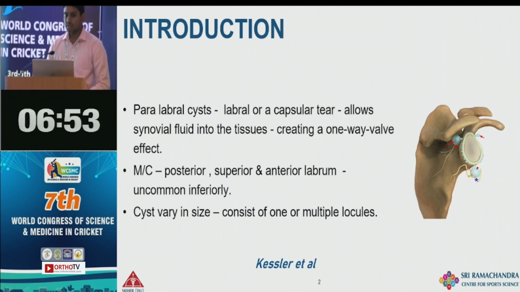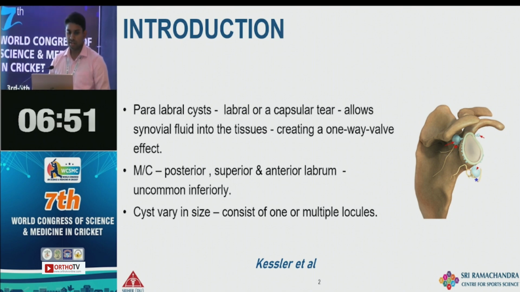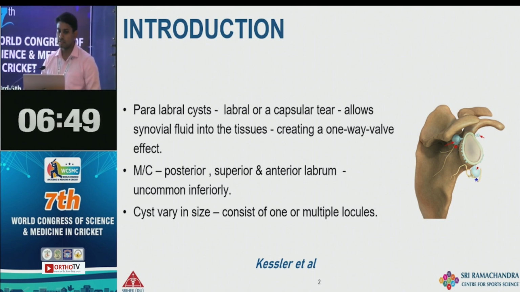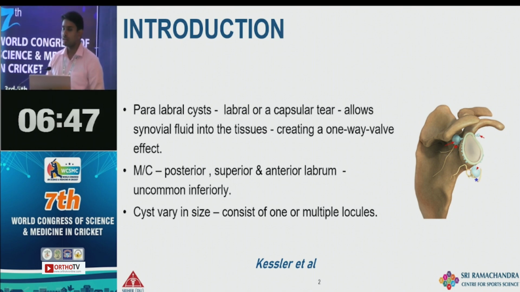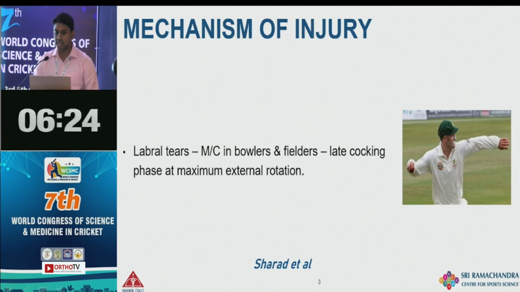So, a brief introduction about paralabral cysts of the shoulder. Paralabral cysts usually develop when there is a labral or a capsular tear, and this allows synovial fluid into the tissues, creating a one-way valve effect. It is most common in the posterior, superior, and anterior labrum, and it is uncommon inferiorly to the joint. The cyst usually varies in size, and it consists of one or multiple locules. It is most common in males, and it is common during the second to third decade of life.